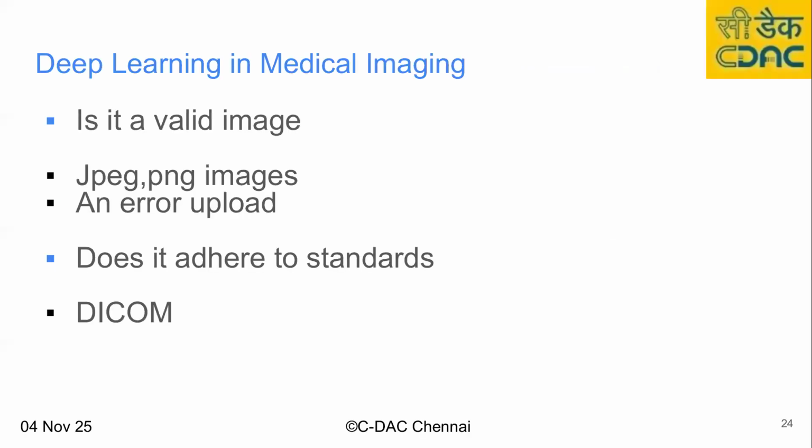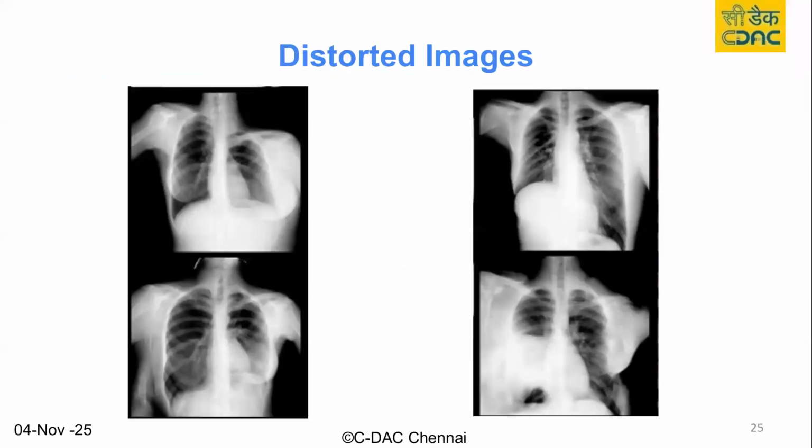Coming specific to X-ray medical imaging, these are the things you have to concentrate on when you build an AI engine. First you have to check whether it is a valid X-ray image. It should be either in JPEG or PNG format, or it should be a DICOM format image, which has the .dcm or .dicom extension. Only then should we accept it.